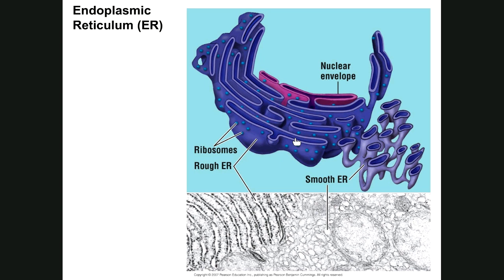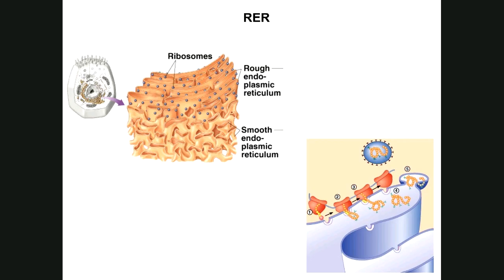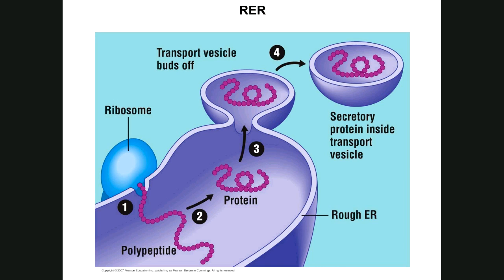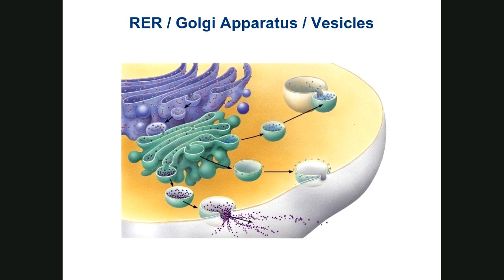Any protein synthesized and modified by the rough ER will be transported to the Golgi apparatus. Let me see, I had a better figure here. So I'm going to use this figure here. Here it says rough ER and Golgi apparatus.